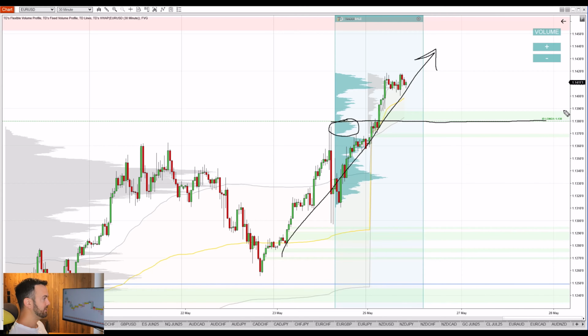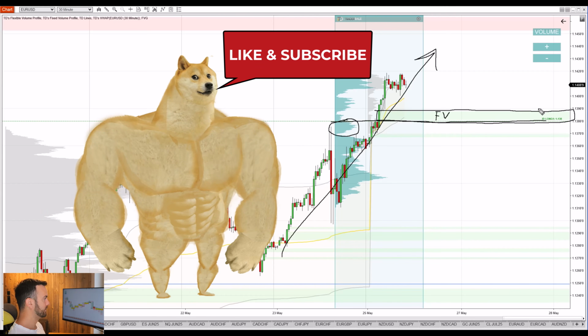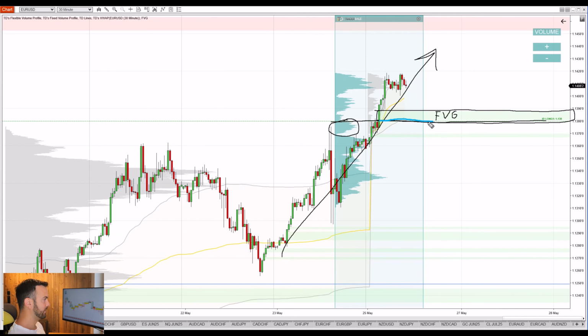Now, additionally to that, there's also a fair value gap. That's from Smart Money Concepts and it is highlighted in green. This is the fair value gap. I like to trade from the beginnings of the fair value gaps. That means from this place. Now, those are 2 setups, but there's also a third one.